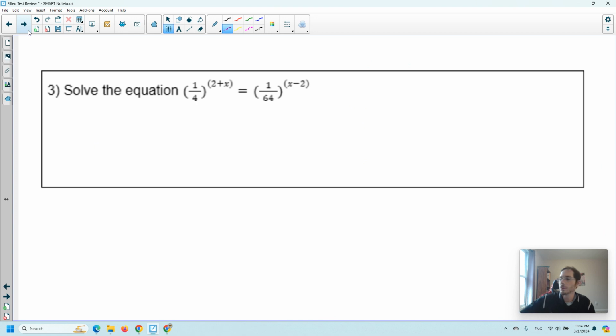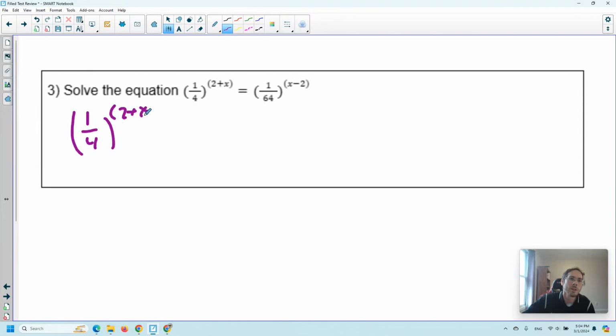All right, for number 3, we've got another solve. We've got 1/4 to the 2 plus x equals 1/64 to the x minus 2. So I can see here that the 64 is the bigger one, so I'm going to leave the 1/4 alone. Oops, actually, I misspoke. We're going to go the opposite way. The 1/4 is the smaller one. Yeah, let's go that way. 1/4 is the smaller one. We'll leave that one alone.